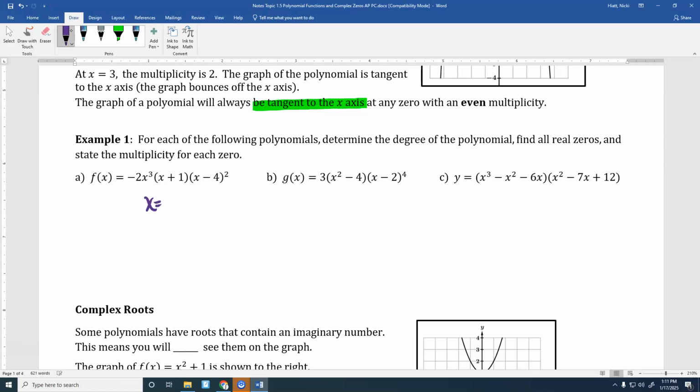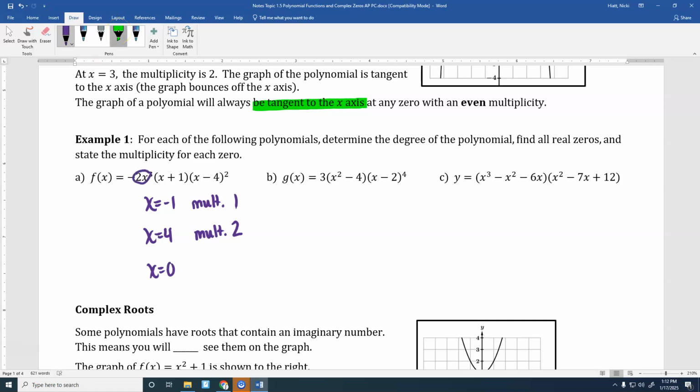Okay, x equals -1. What's the multiplicity for that one, Ryan? Good. So multiplicity of 1. Zach, what's another one? X equals 4. And what's your multiplicity on that one? 2. Right? There's another one. What is the third one? That one's a little bit tricky. It's 0. It's at x equals 0.